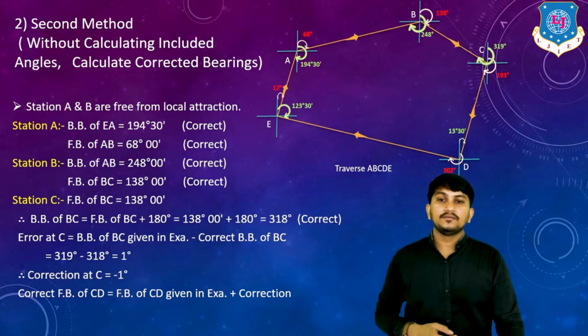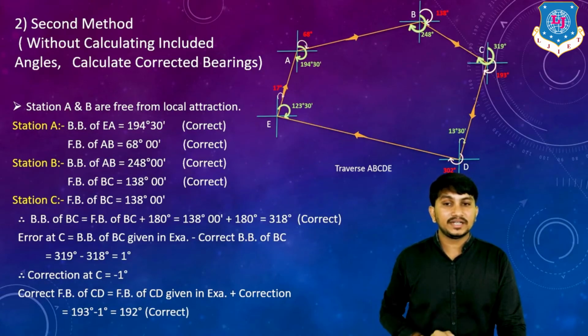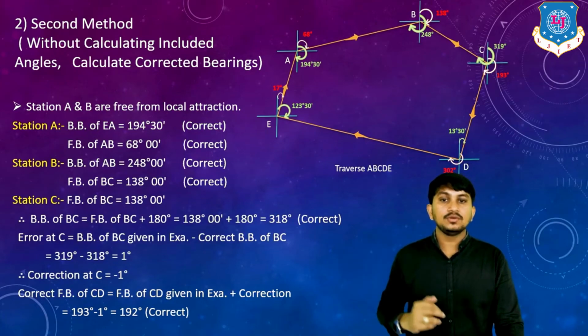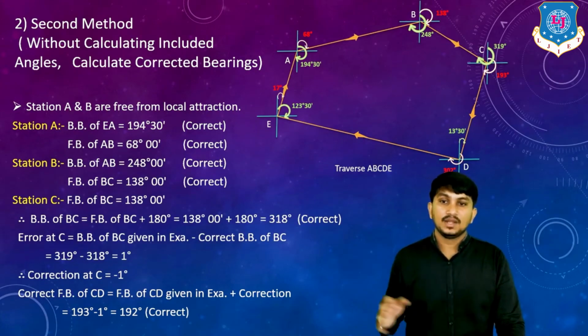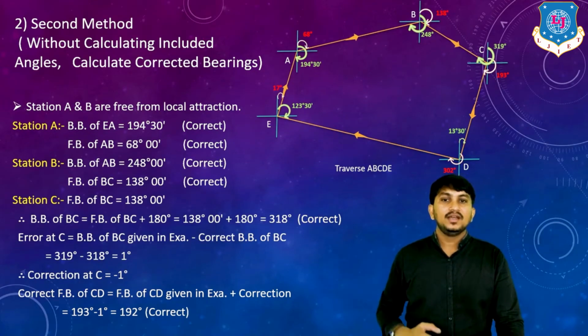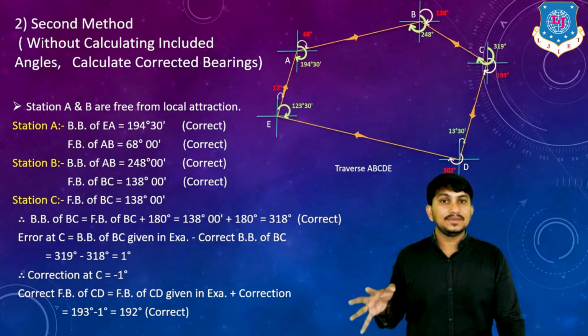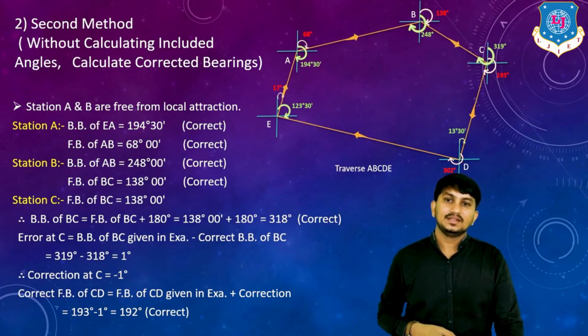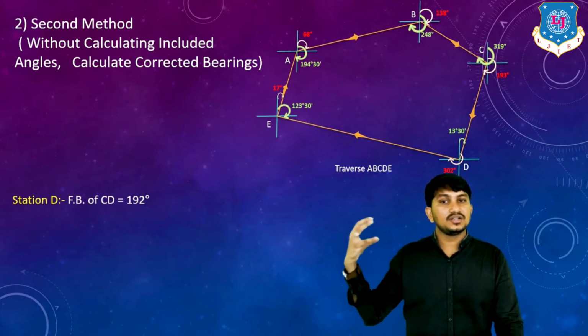FB of CD, which is given in the example, is 193 degrees. We add our correction, which is minus 1 degree, to FB of CD given in the example. We can find the correct FB of CD, which is 192 degrees. This 192 degrees is similar to what was calculated by the first method. Next is station D.